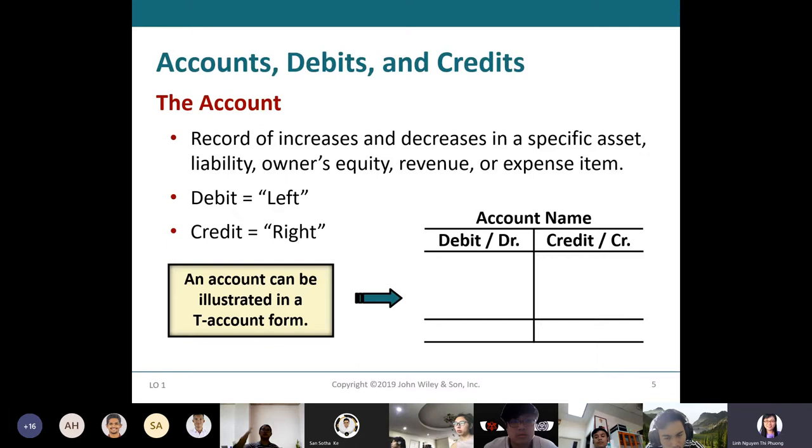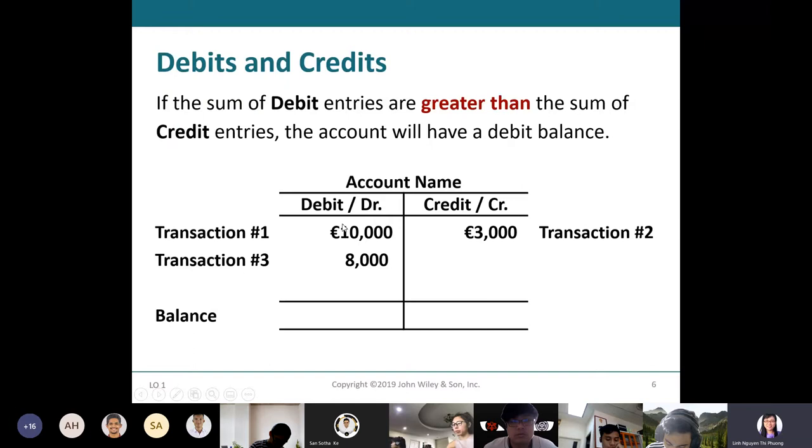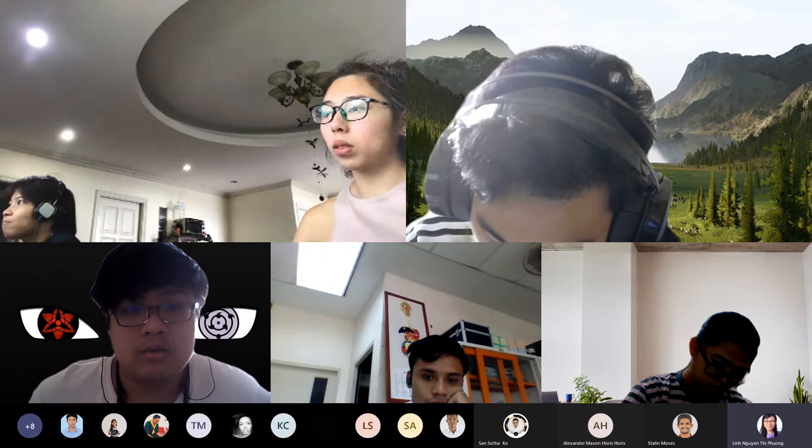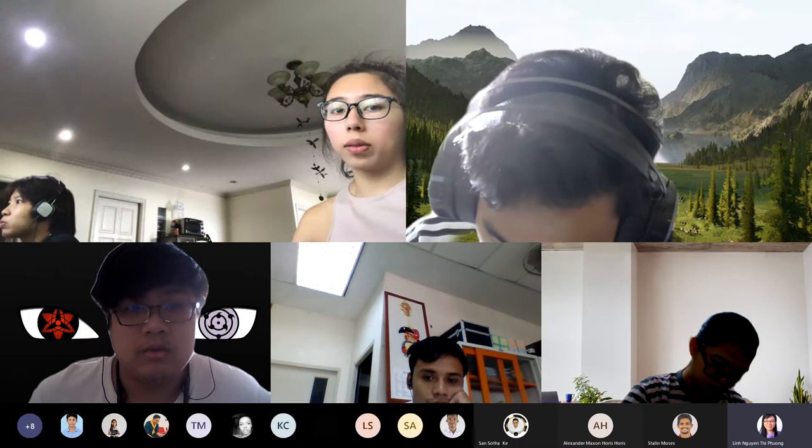The T account normally has an account name at the top, so you always write the name of the account at the top. It can be cash. On the left side, we have debit. On the right side, we have credit. And at the bottom, we will have the balance. So let's look at the analysis of each account. I'm going to share with you another one. Can anyone tell me what the accounting equation is again? Anyone know?